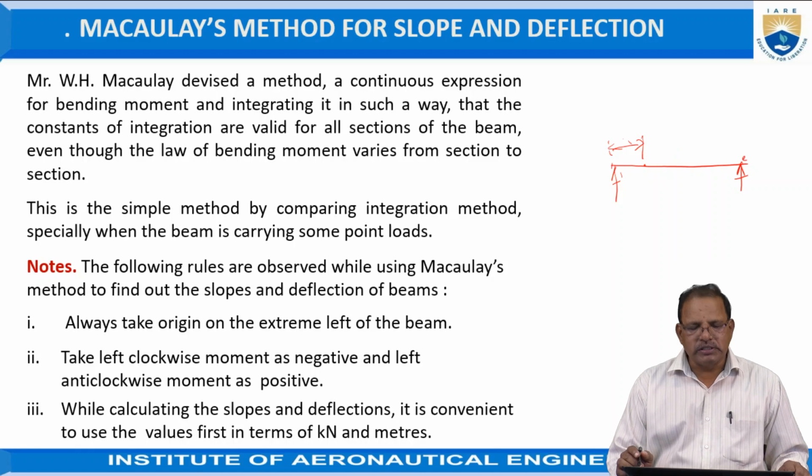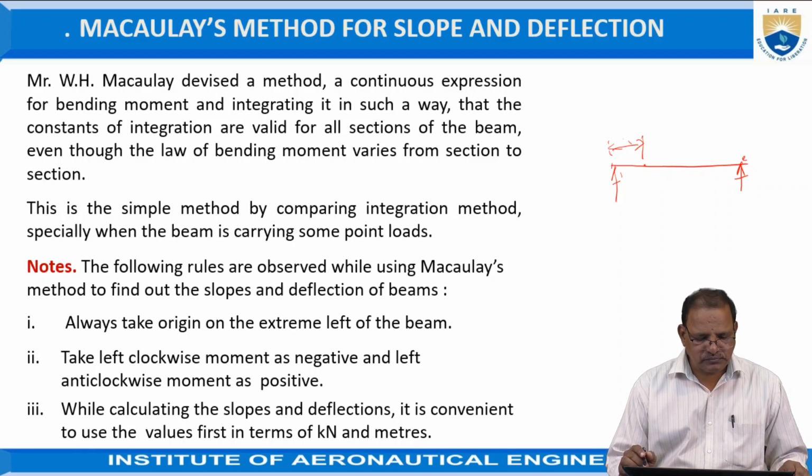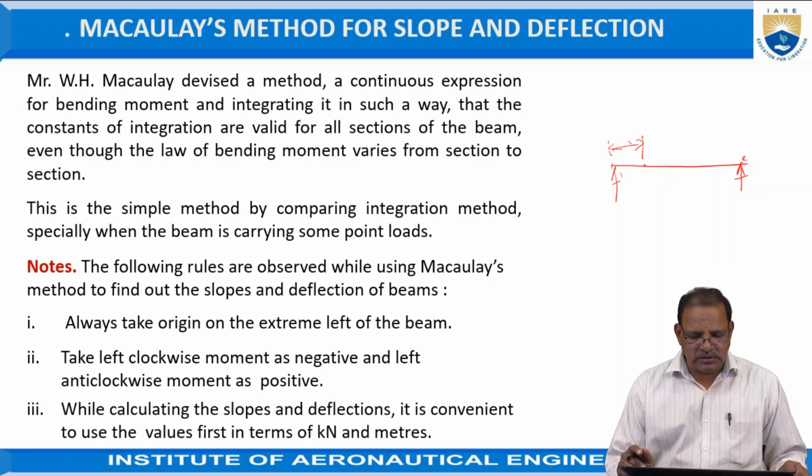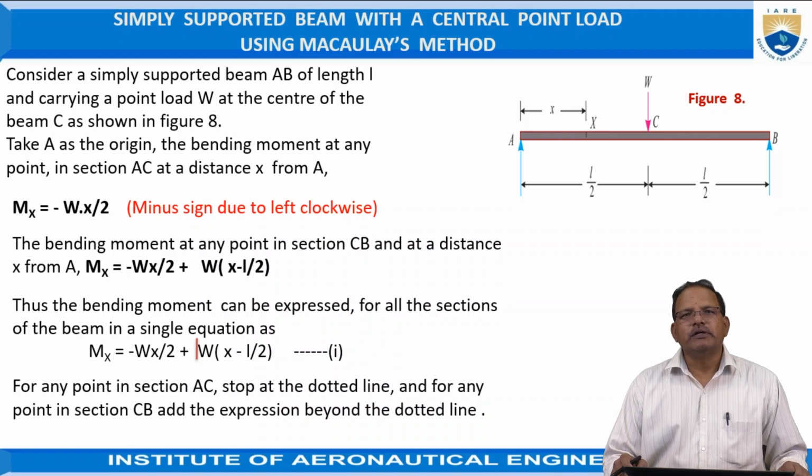Take clockwise moments as negative and anti-clockwise moments as positive. While calculating the slope as well as the deflections, it is convenient to use kilonewtons for the force as well as meters for the distance. Consider a simply supported beam of length L as shown in the figure, carrying a point load at its center C. For this beam, we have to determine the slope as well as the deflections by using Macaulay's method.